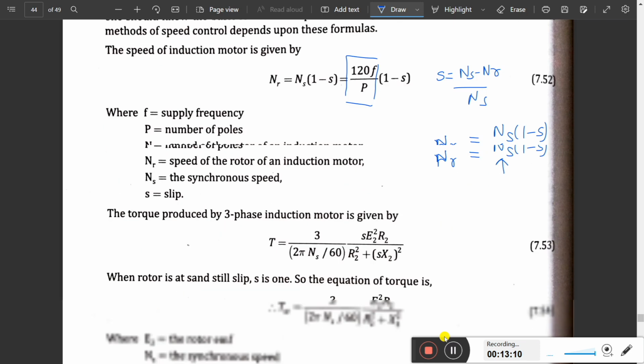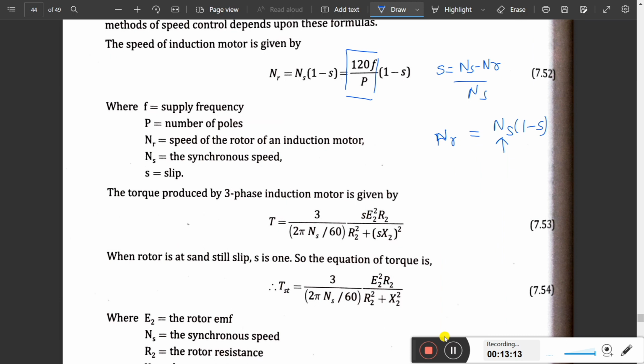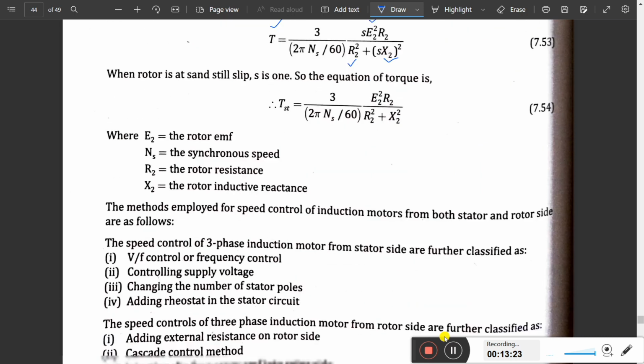And from the torque equation, if you vary the supply voltage, we can vary the torque. If you vary this x2 value and rotor resistor, also we can vary the torque. If the torque varies, the speed also varies.